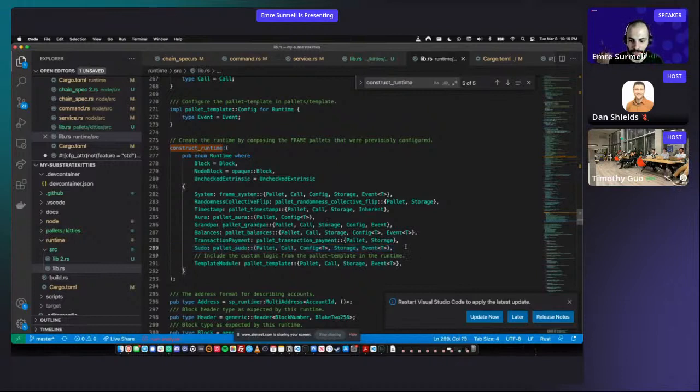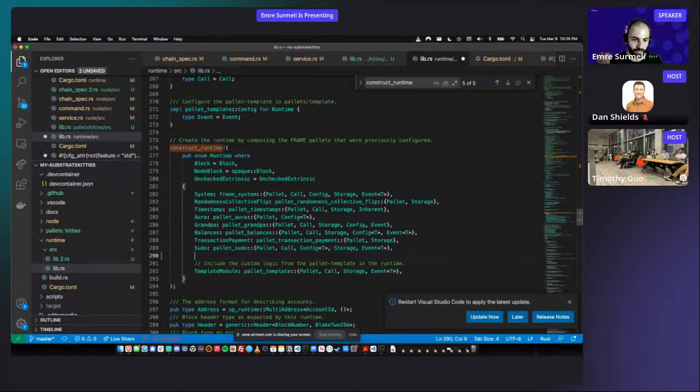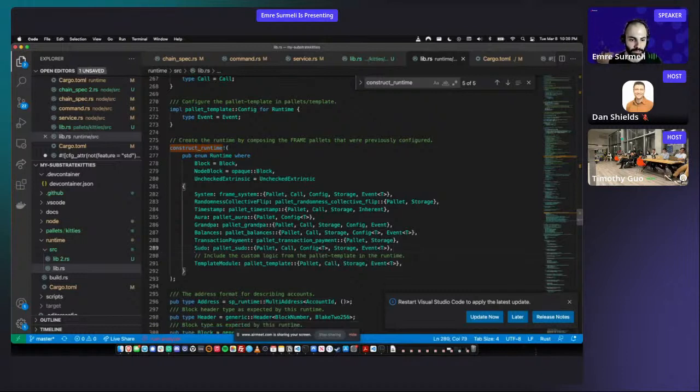But if we were to add a different pallet here and then include that in the next runtime upgrade, it would be the same thing, but for including a pallet.